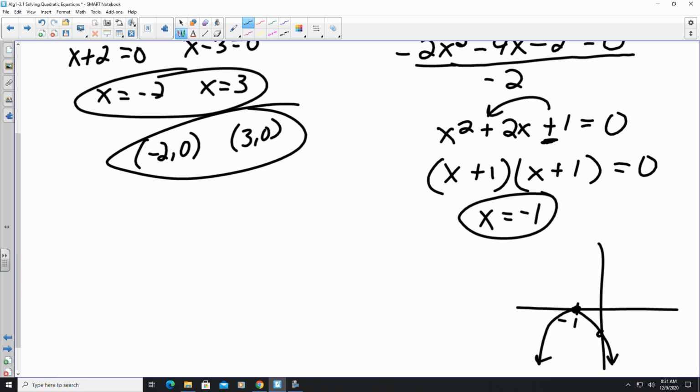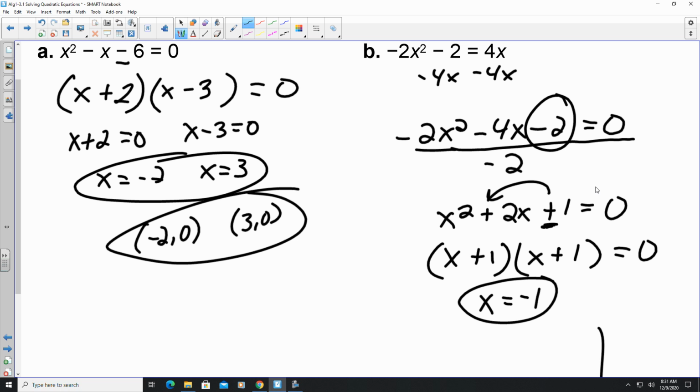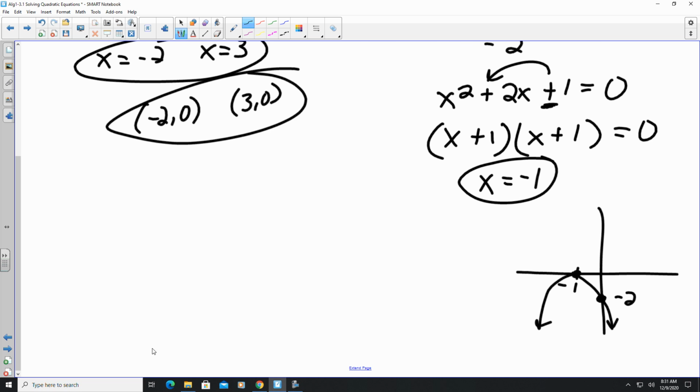And then it would cross at -2 because of the value of C. Okay.